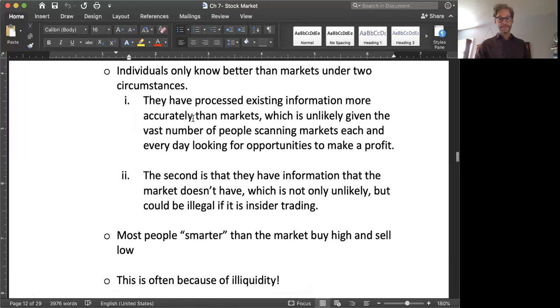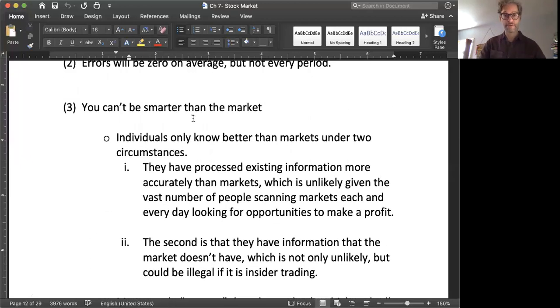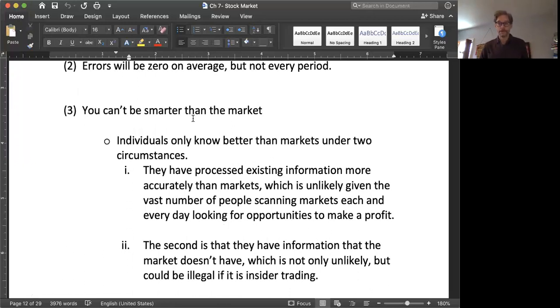And then third, and this is the one that we're going to talk about the most here in the next section of our lecture, and it's the one that people probably have the hardest time wrapping their minds around. But if everyone is rational, then it's impossible for any individual to be smarter than the market. In other words, you can't beat the market. The market is smarter than you. Why? Because the market has all information, right? Stock prices reflect all available information. There's no way that you as an individual are going to have more information than the stock market. And so you will not be able to beat the market because you're not smarter than the market.